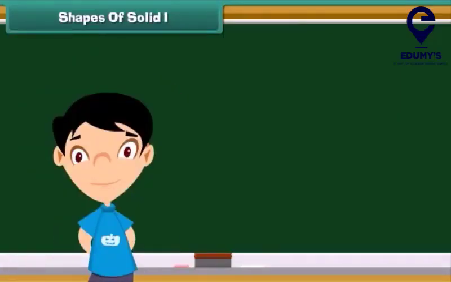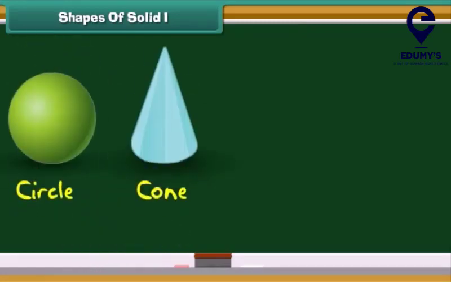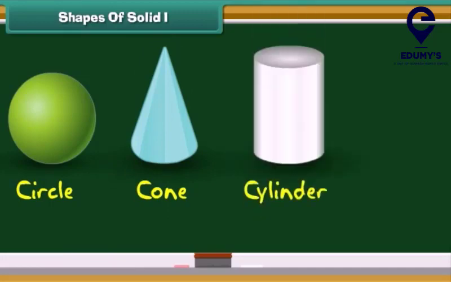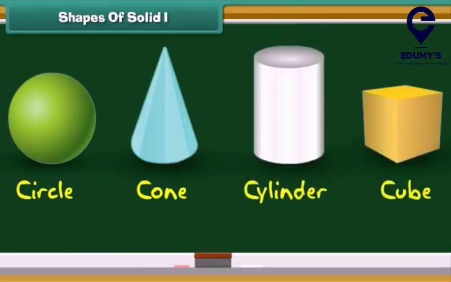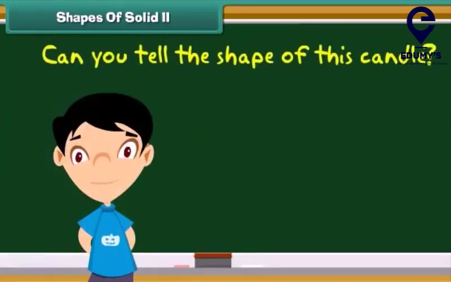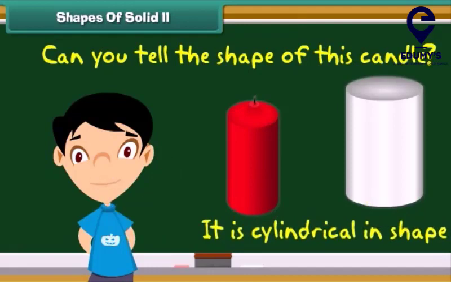Solids are of different shapes. We will now learn the names of the solids of different shapes. The shapes and its name are displayed on screen. Circle, cone, cylinder, and cube. Can you tell the shape of this candle? Yes, you are right. It is cylindrical in shape.